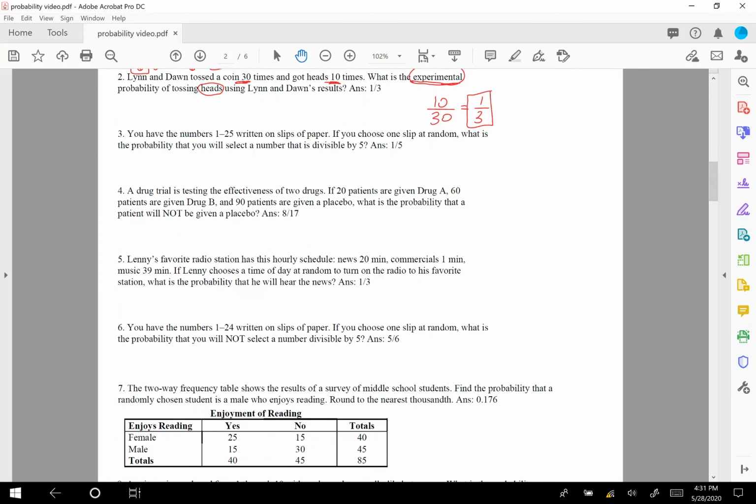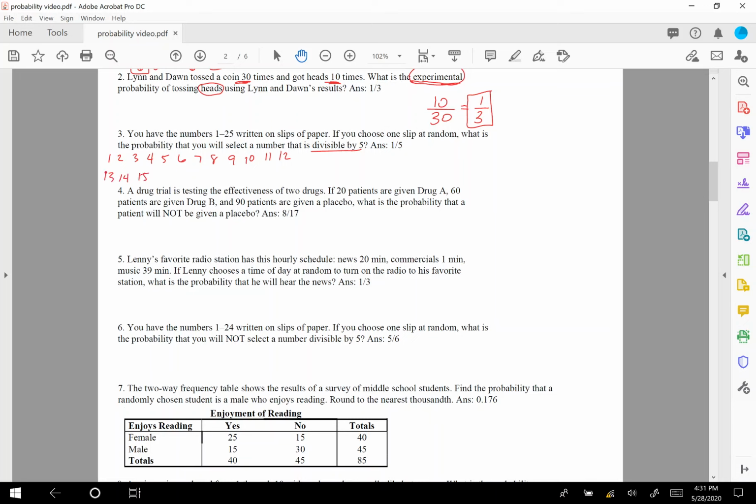Okay, you have the numbers 1 through 25 written on slips of paper. If you choose one slip at random, what is the probability that you will select a number that is divisible by 5? Okay, divisible by 5 means that you can divide it by 5. So let's number this out. 1, 2, 3, 4, 5, 6, 7, 8, 9, 10, 11, 12. And you don't have to number all this out whenever you're doing all these problems on the quiz. I'm just doing this so you can get a visual, okay?